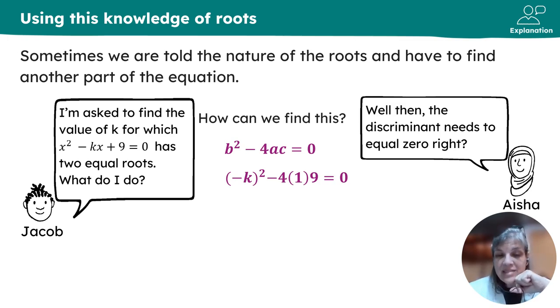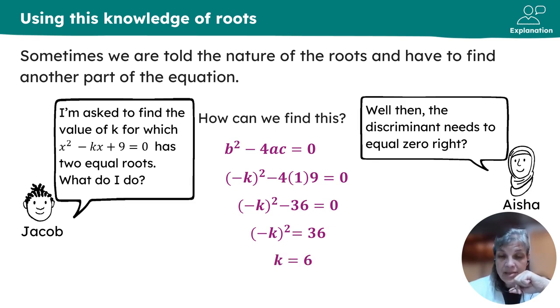So b in this case is minus k. And the other things are numbers. Now I can solve for k, right? I can solve down and I can find that, well, k must equal 6, because that's the only thing that can give me 36.